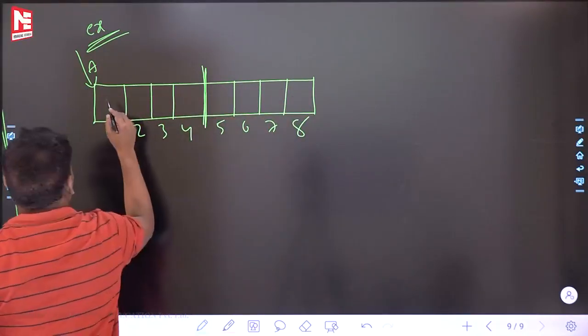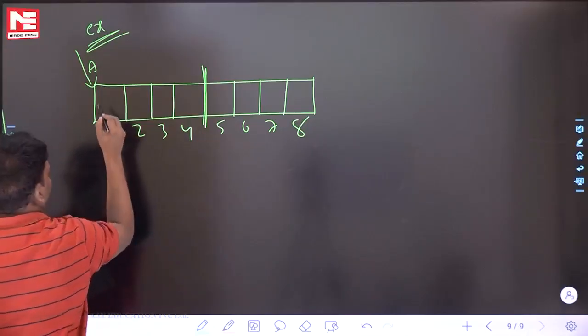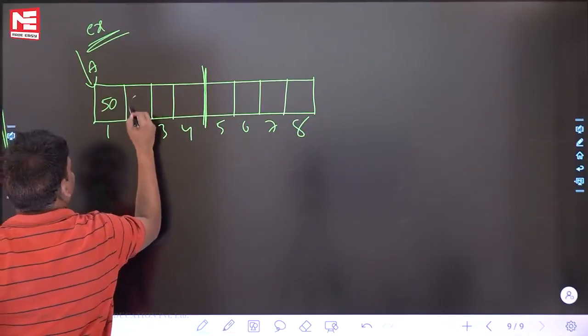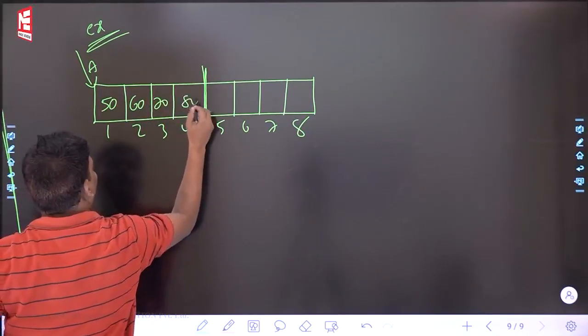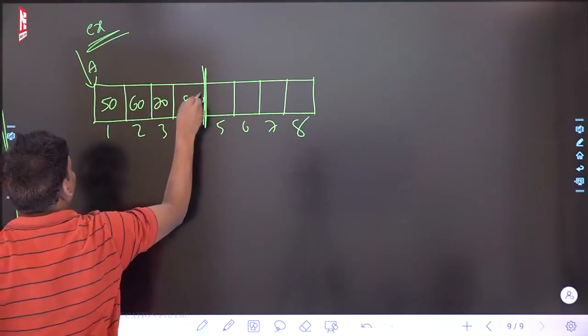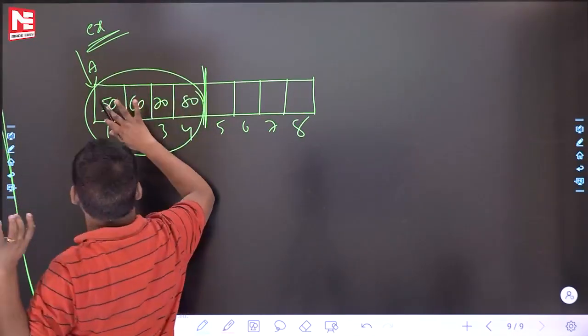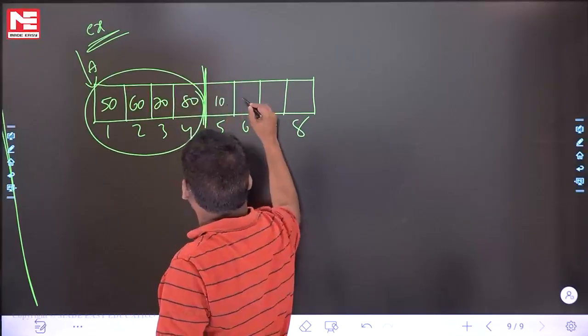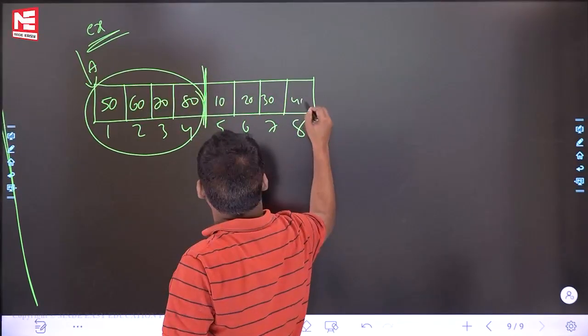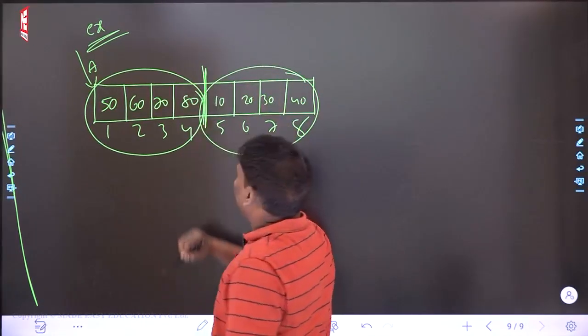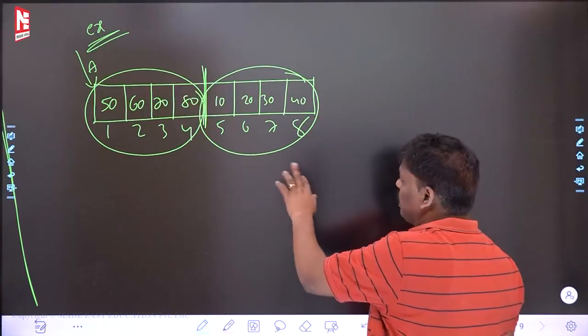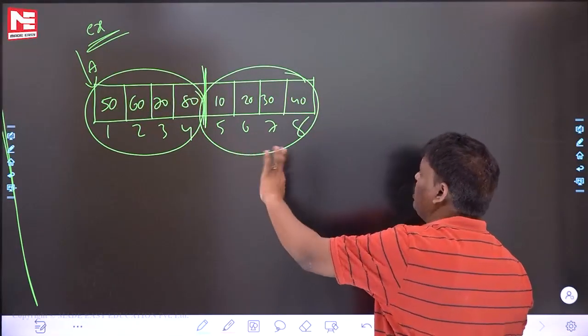Elements also I have to adjust. I am adjusting now. Elements 50, 60, 70, 80. Now, merge algorithm input: what is that? 2 sorted subarrays. Yes, the first one is sorted. The second one also: 10, 20, 30, 40. Merge algorithm input is going to be 2 sorted subarrays. Both are individually sorted.